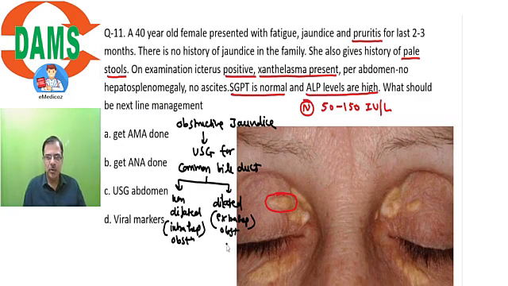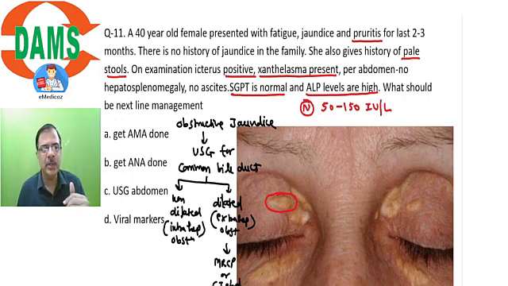So if the common bile duct is dilated, then we can go for an MRCP, or we can go for a CT abdomen. These will be the tests done to rule out malignancy.